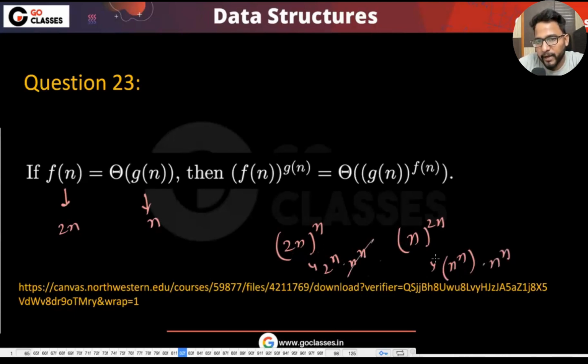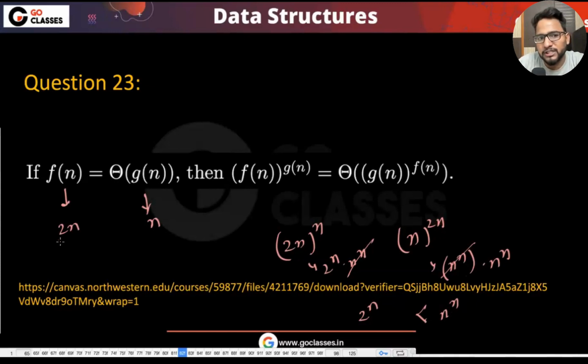So basically, if you divide by n power n, then it is 2 power n and it is n power n. So definitely it is strictly greater, right? Because it is n power n. It is strictly greater. In fact, 3 power n, 4 power n is strictly greater. So n power n is strictly greater. So this is not theta.